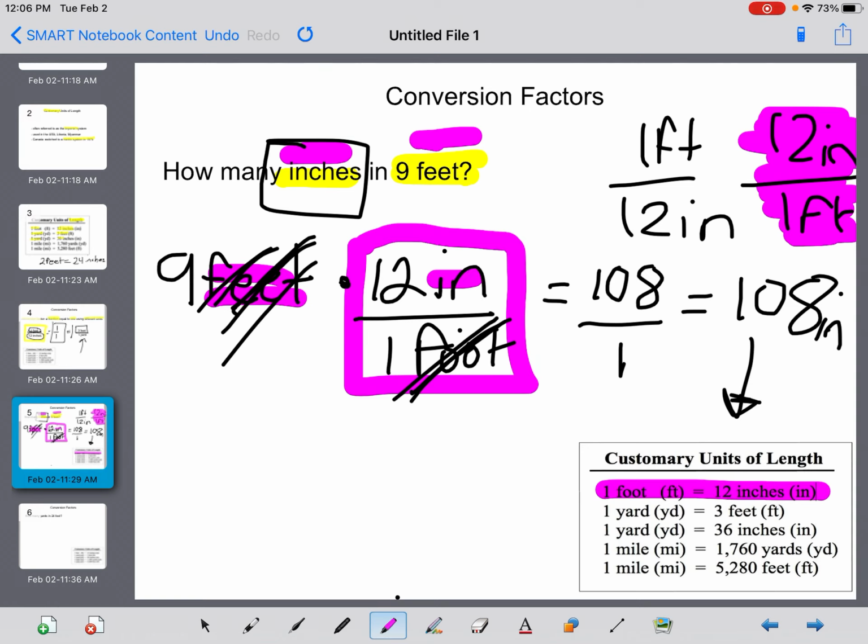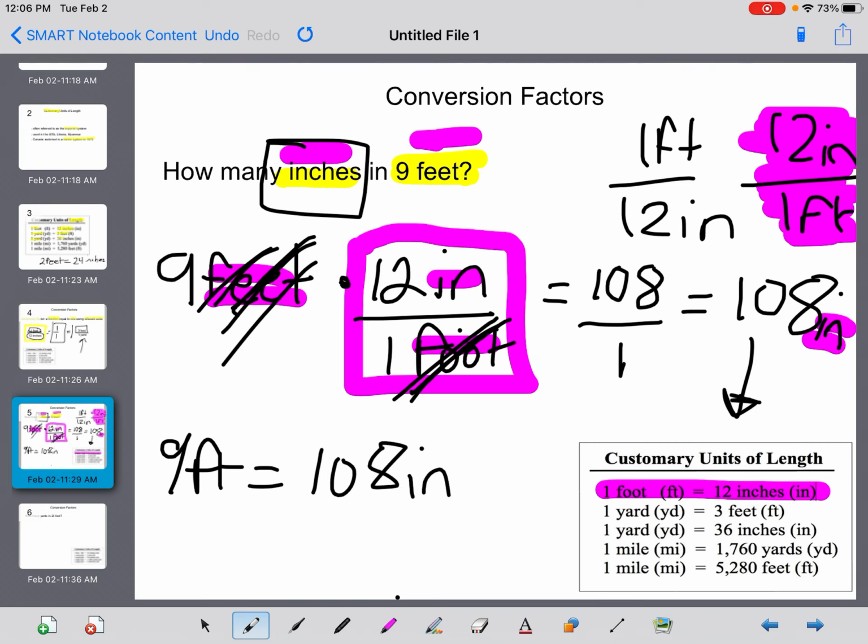108 inches. Now in this unit, grade 7, you have to use your units. You need to write feet here, you need to write inches here, you need to write foot here, and you need to write inches in your final answer. So what I'm saying is, I'm saying that 9 feet is the same as 108 inches. I figured that out using a conversion factor. So I multiplied by 12 inches over 1 foot.